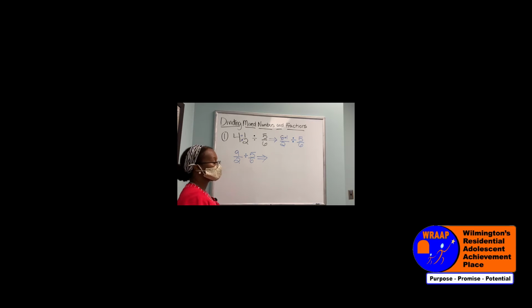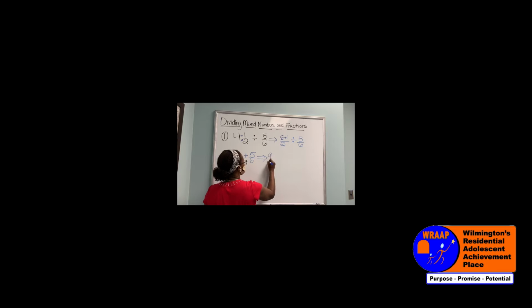So in order for us to solve, we first have to rewrite the first fraction. Then we're going to do what to the division sign? We're going to make it a multiplication sign. And once we do that, then we can flip this second fraction. And now we can solve the problem.